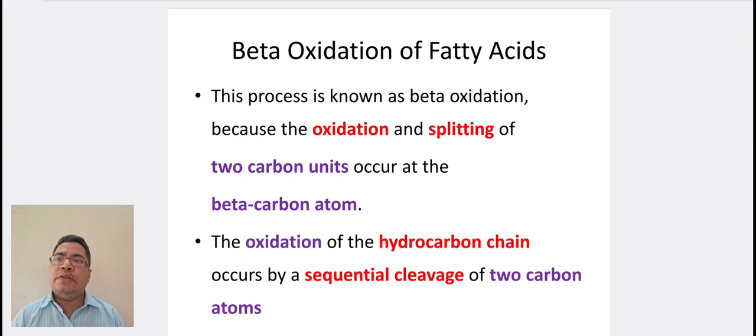Coming to beta oxidation of fatty acids. This process is known as beta oxidation because the oxidation and splitting of two carbon units occurs at the beta carbon atom. The oxidation of the hydrocarbon chain occurs in sequential cleavage of two carbon atoms.